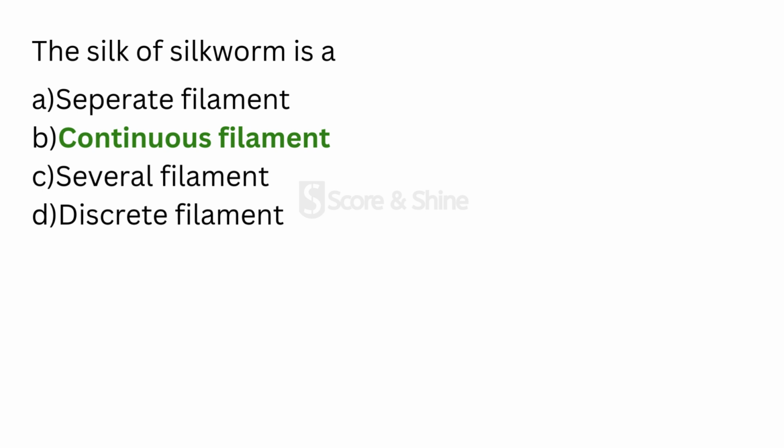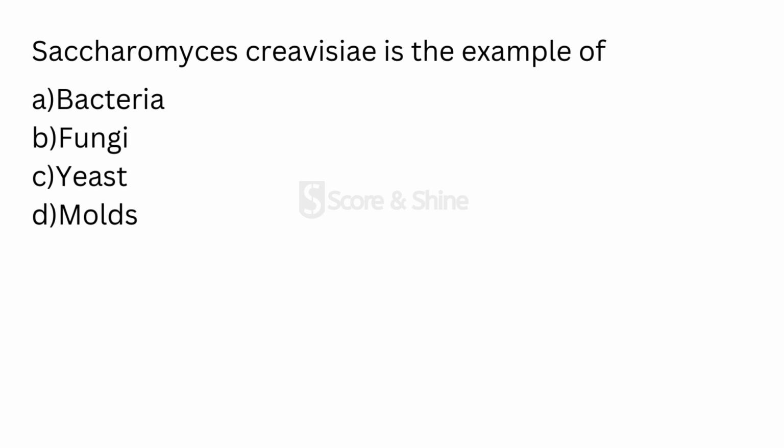So silk is a continuous filament comprising fibroin, which is the protein secreted from the salivary glands in the body of silkworms, and a gum called sericin, which cements the filaments. And the next question, Saccharomyces cerevisiae is the example of? So it is the example of yeast.